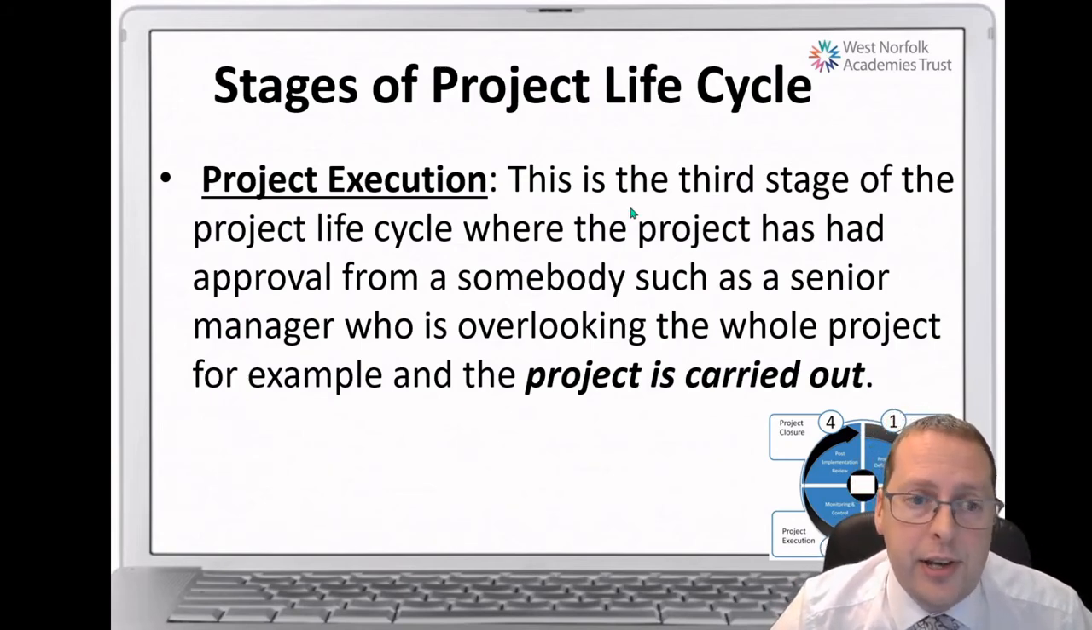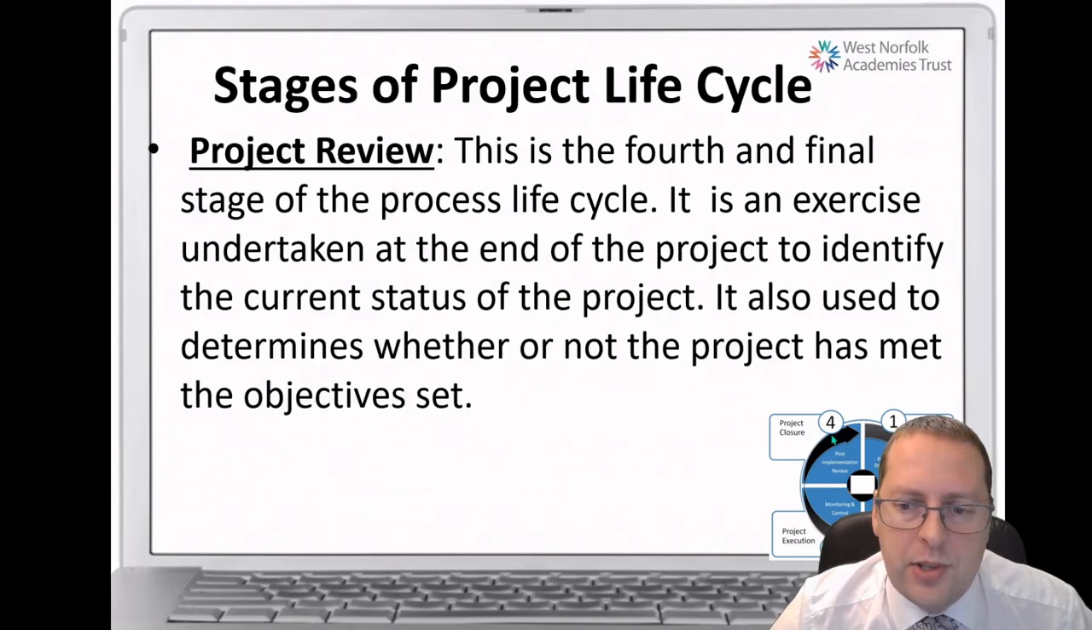And the third stage of the project life cycle, where the project has had approval from somebody such as a senior manager who is overlooking the whole project, and then they say yes, they're happy with you to carry on with your project, and then you can get on and work on the individual tasks as part of the project evaluation. So once that's completed, we get to the project review stage.